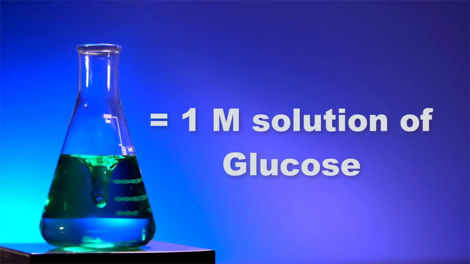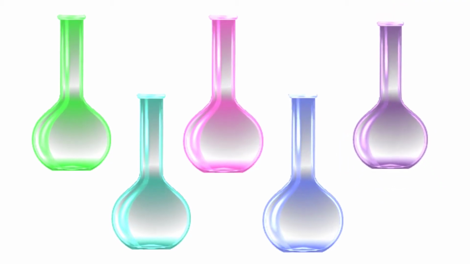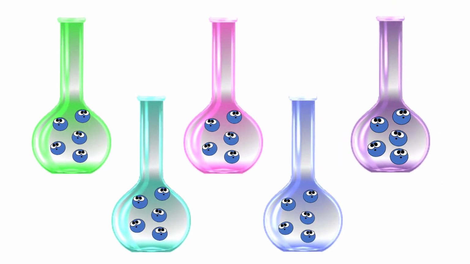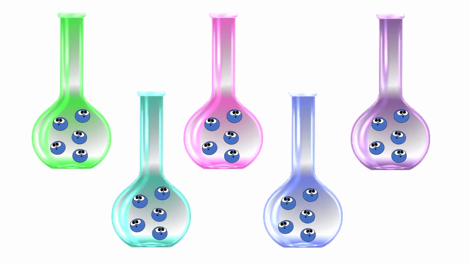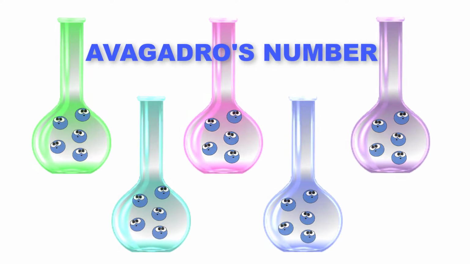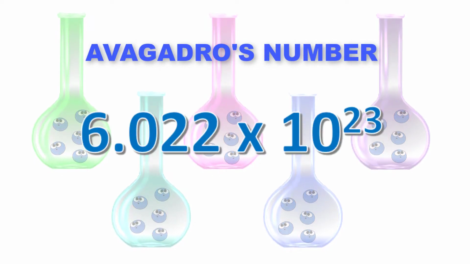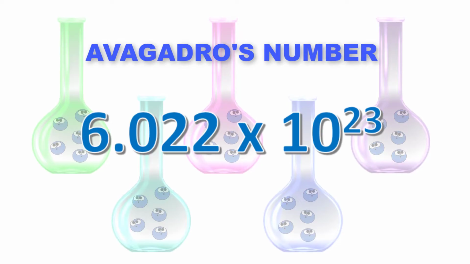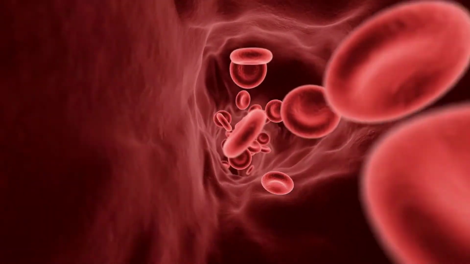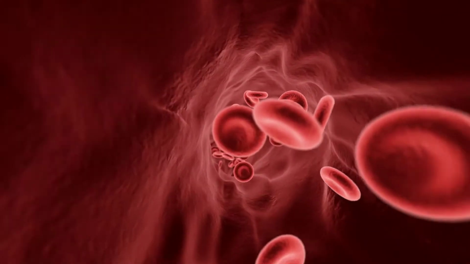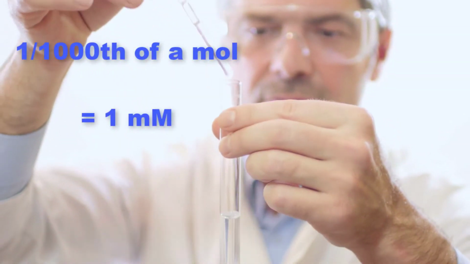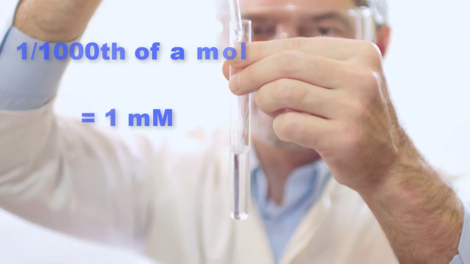This is particularly useful in chemistry because of the relationship of moles to Avogadro's number. A mole of any solution has the same number of particles in it. This magical number, called Avogadro's number, is 6.02 times 10 to the 23rd power. Many substances in the bloodstream and other tissues of the body are measured in thousandths of a mole, or millimoles.